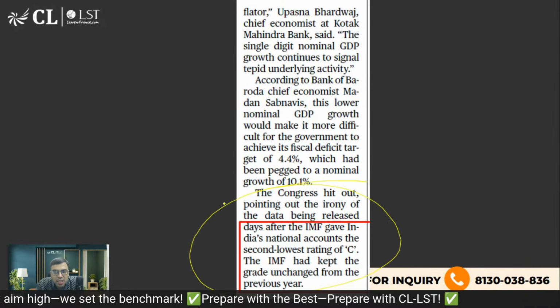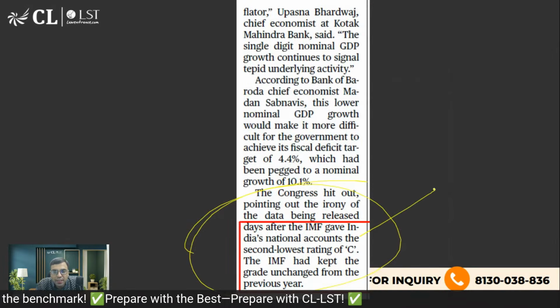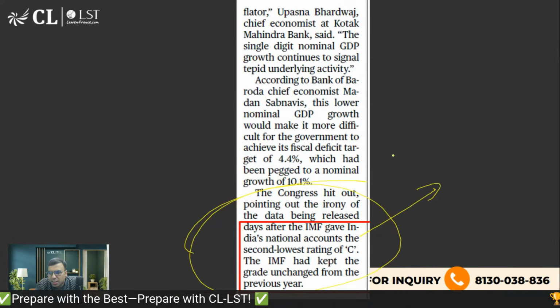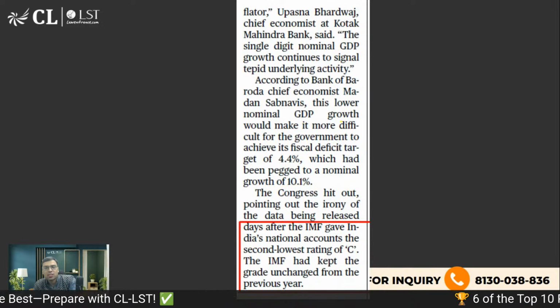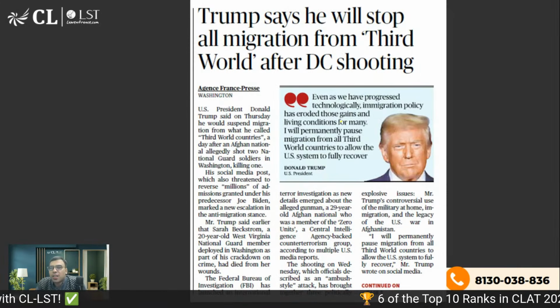And yes, it was also very much in the news that IMF has given a C grade. We'll discuss this in the editorial, इसको हम लोग आगे discuss करेंगे. So I'm not discussing it here. Let's talk about the next one.